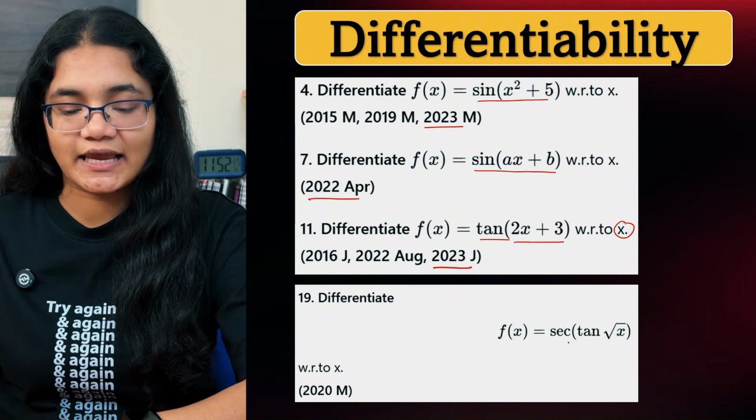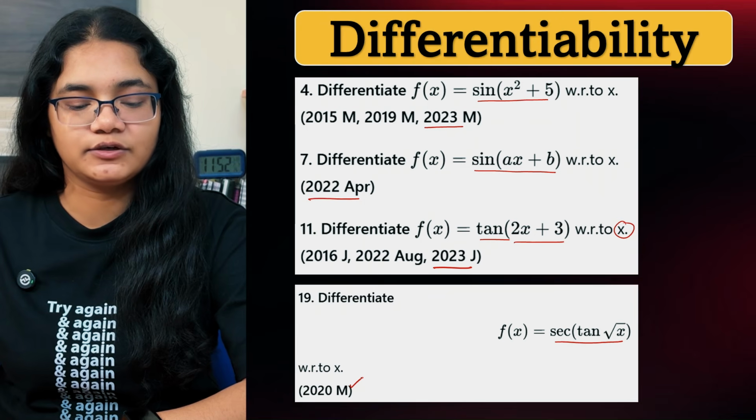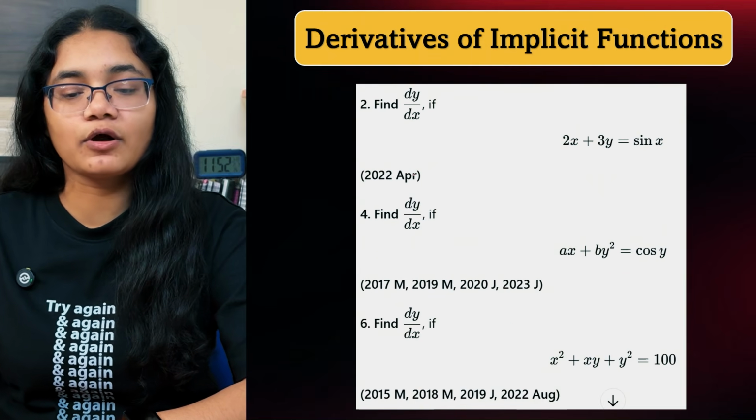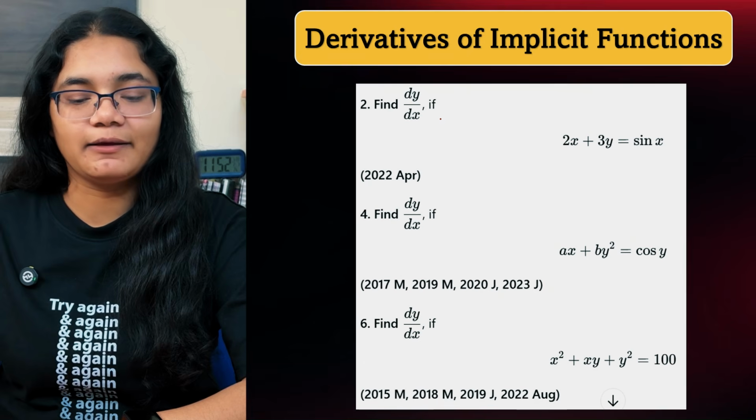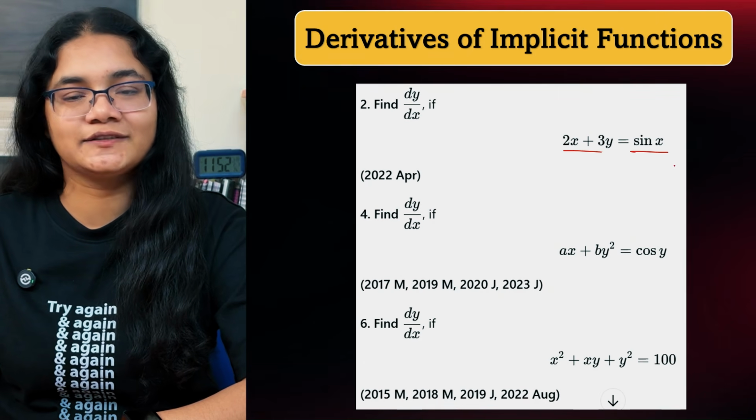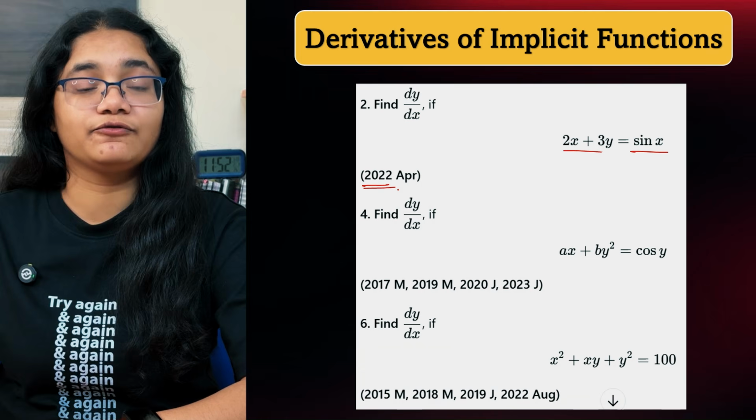Differentiate f(x) = sec(tan(√x)). This was asked in March 2020. Now we'll talk about implicit functions. Find dy/dx if 2x + 3y = sin x. This is also a repeated question of 2022.